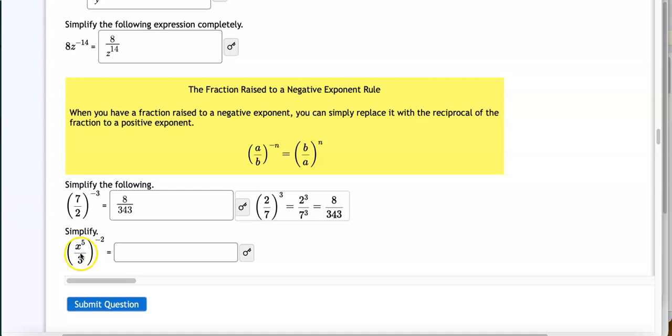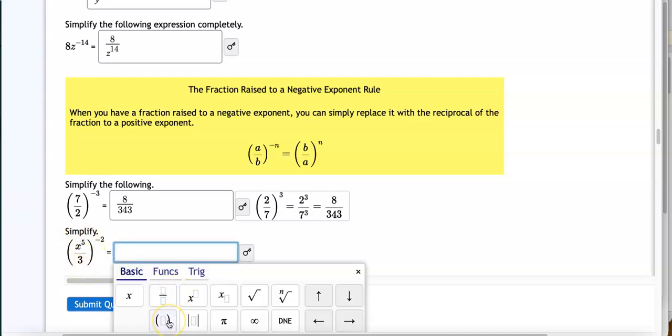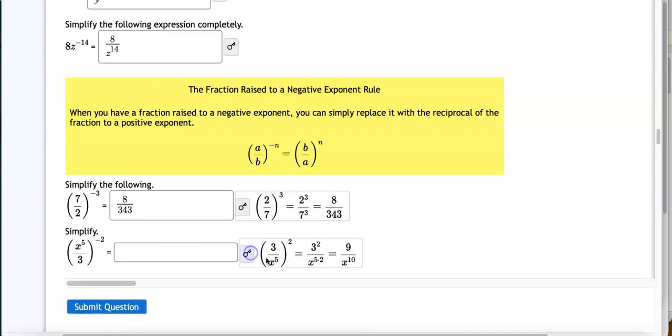Okay, for this next one, we're going to flip over this fraction. What we'll end up with is the x to the 5th goes down to the denominator, the 3 goes up to the numerator, then we are going to square both the numerator and denominator separately. 3 squared is 9. X to the 5th squared is x to the 10th.